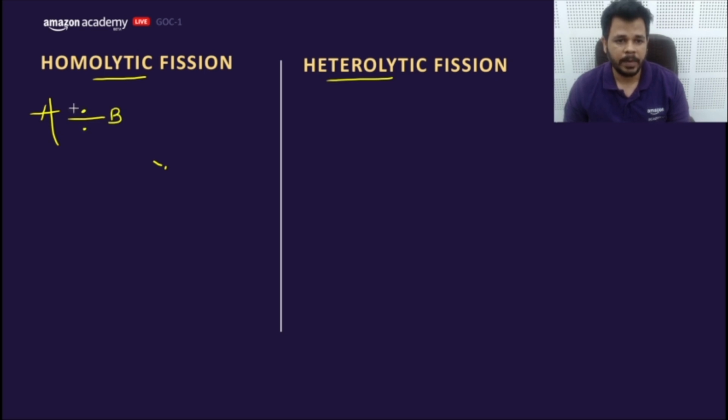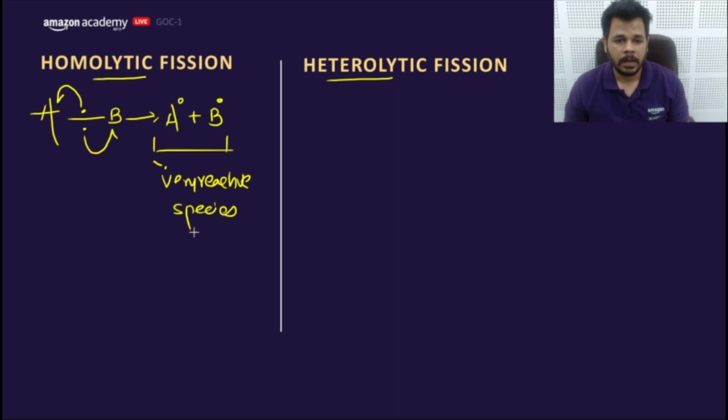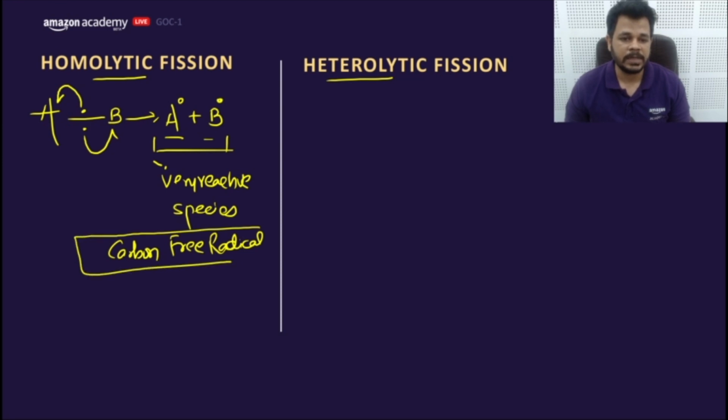When a bond breaks, as it forms, one electron was given by A and the other was given by B, and it breaks like that only. And it forms what? Radicals. These are called very reactive species, and they are called free radicals. Considering A and B are carbon, we can say these are carbon free radicals. The smallest example of a carbon free radical is CH3 dot. So if a bond breaks homolytically, radicals are formed.